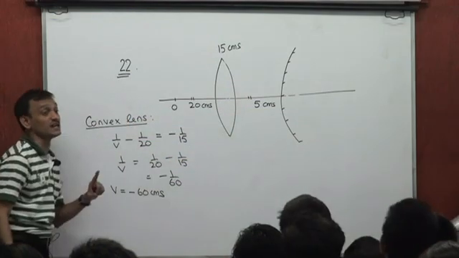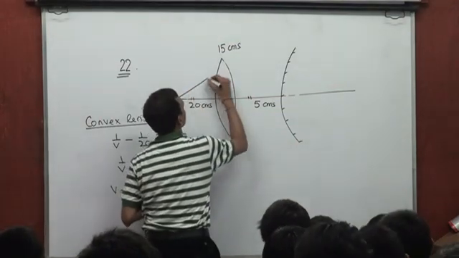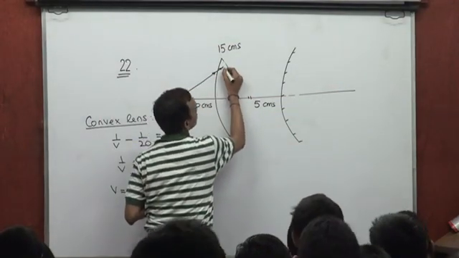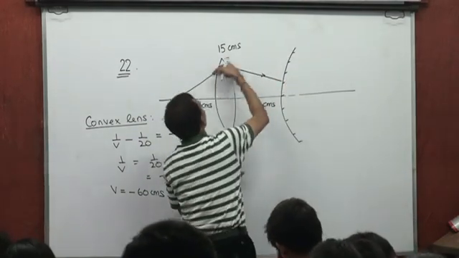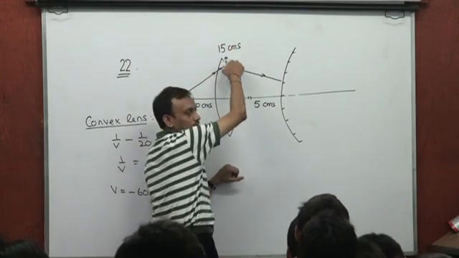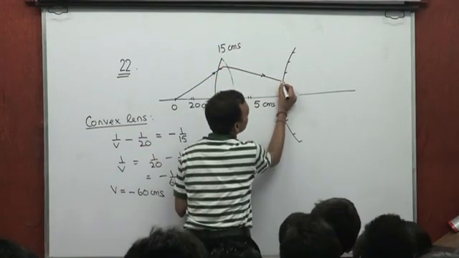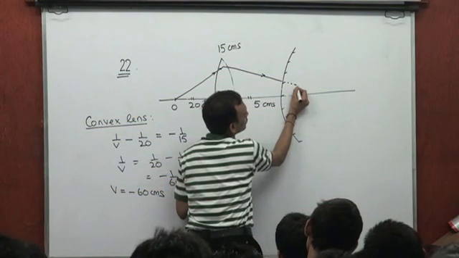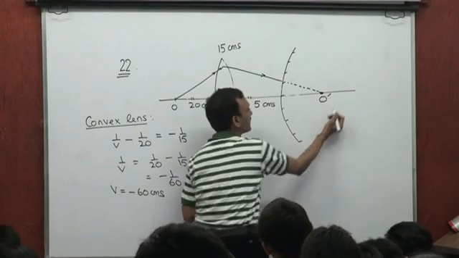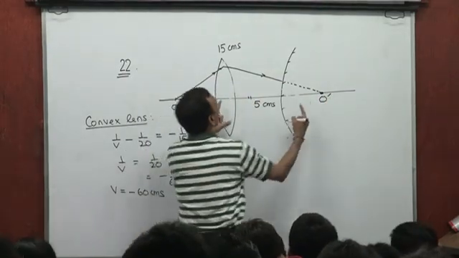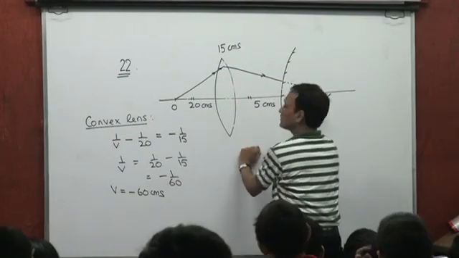It would have got formed 60 centimeters to the right of the lens, right? This is what would have happened. That means if this mirror was not there, rays of light subsequent to having suffered refraction through the lens would have wanted to converge to some point O prime here, 60 centimeters from the lens. This is 5 centimeters, so this is 55 centimeters, right?